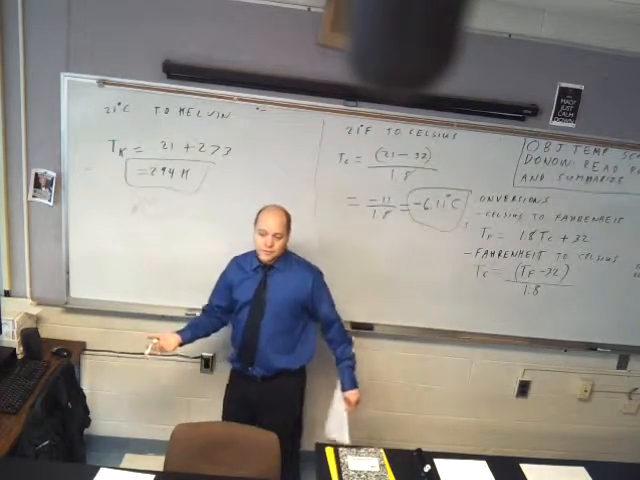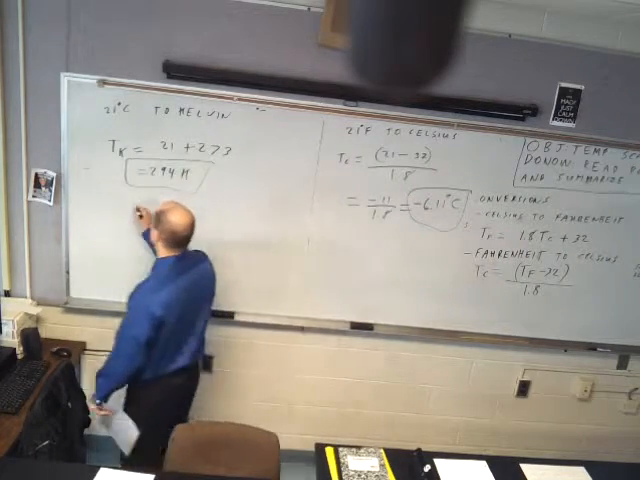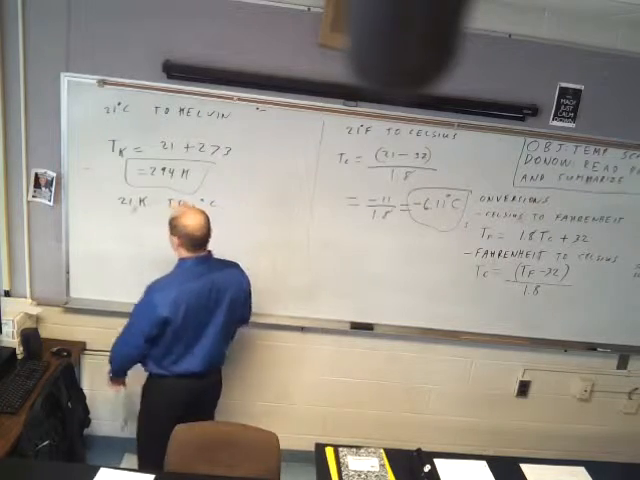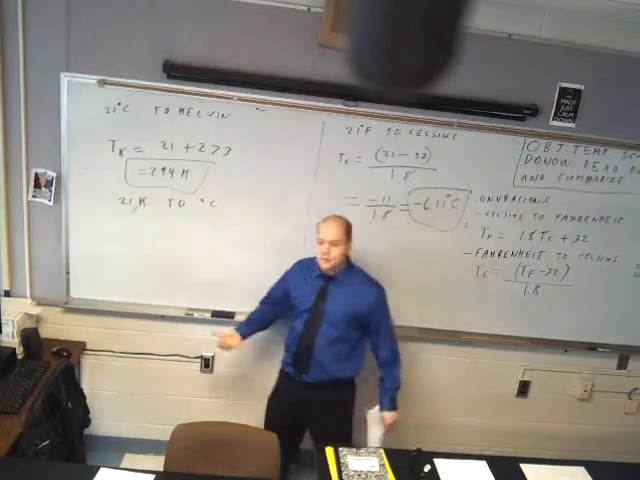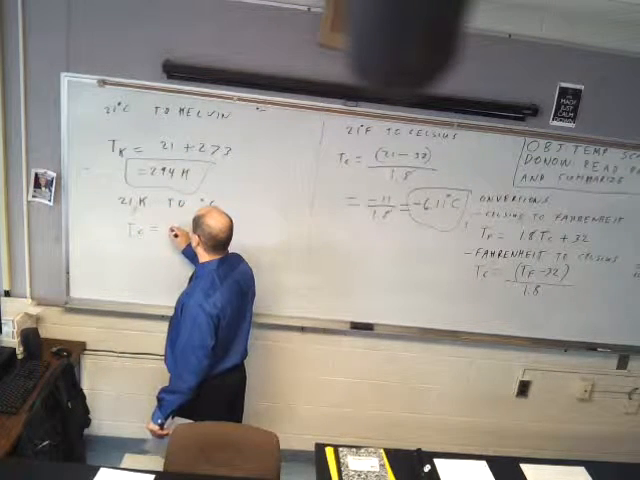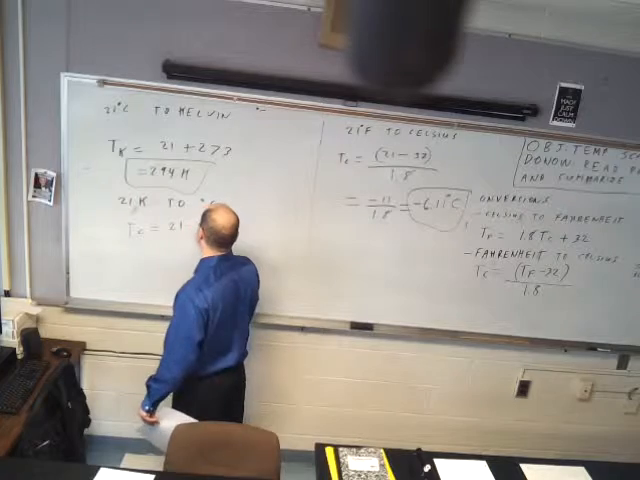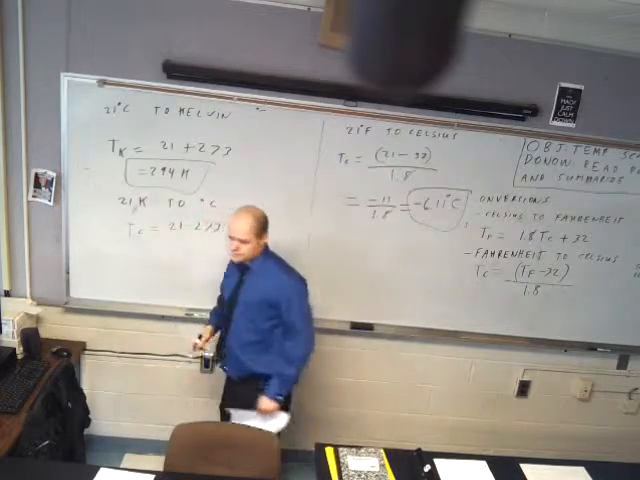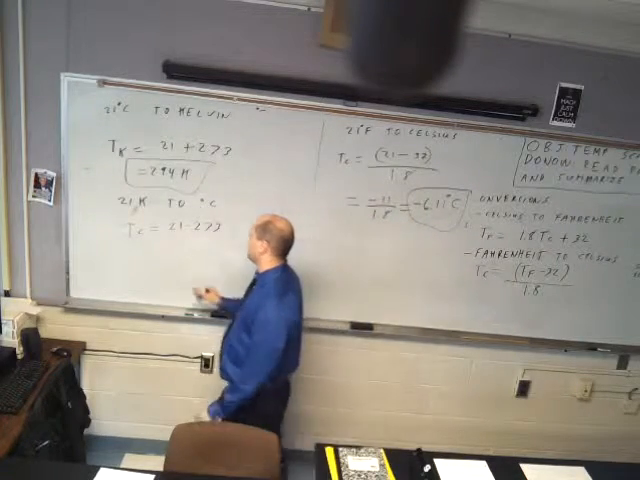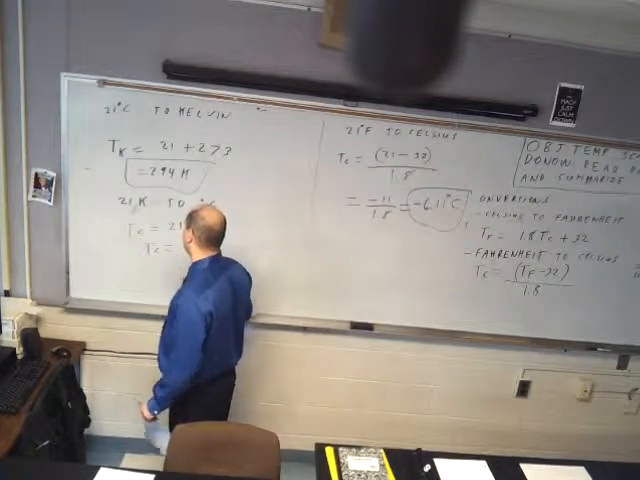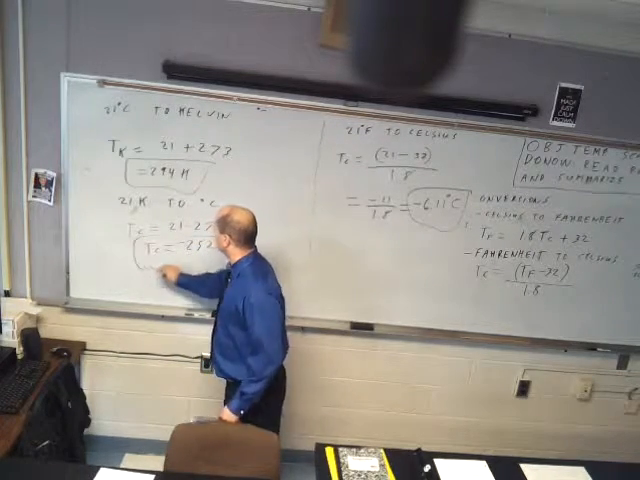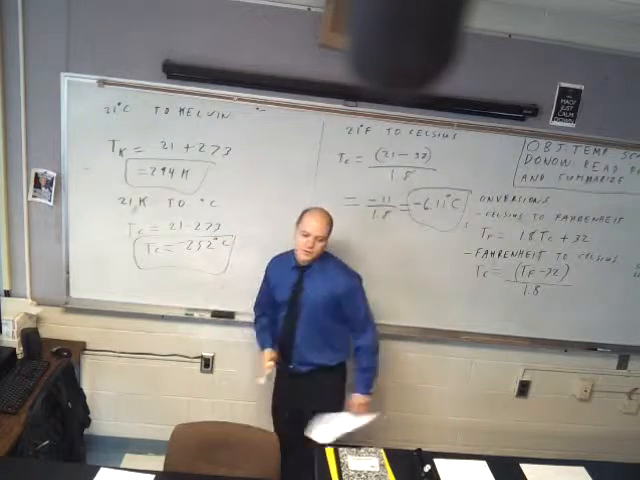And if we wanted to do the reverse, from Kelvin to Celsius, let's say it was 21 Kelvin and we wanted degrees Celsius. Here we're going to subtract 273. So TC equals 21 minus 273, which is negative 252. Minus 252 Celsius.